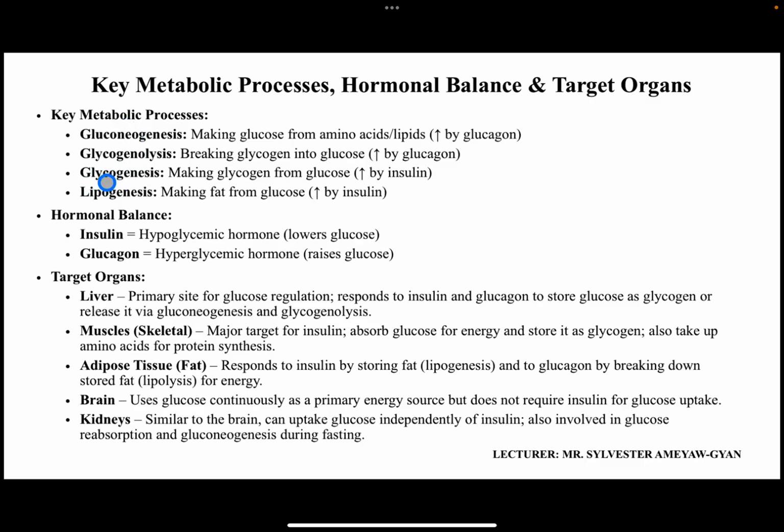Then we have another process we call glycogenesis. Glycogenesis is when you are making glycogen from glucose. It's like you are converting excess glucose into glycogen to be stored. That process is what we call glycogenesis.